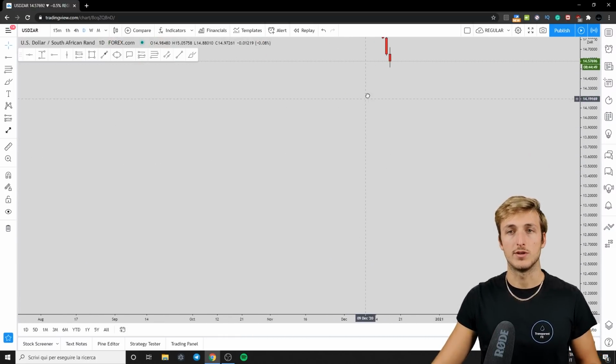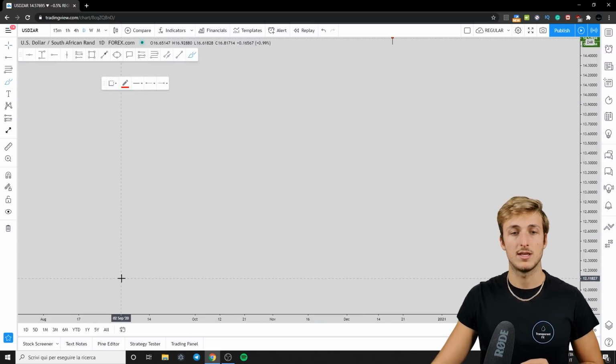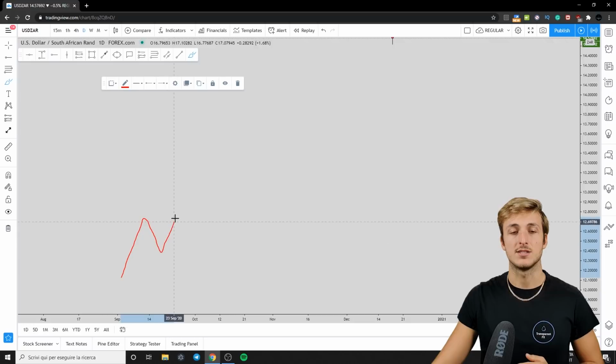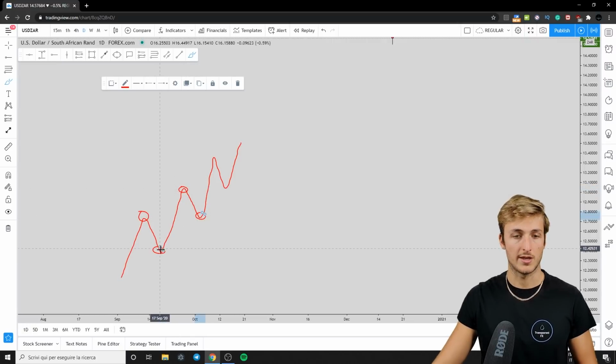Now, you all know the definition of an uptrend and a downtrend. When the market is creating an uptrend, you will have a series of higher highs and higher lows, meaning that the market creates a high, which is this one here, then creates a low, then creates a higher high, then creates a higher low, so higher than the previous one. Then the market creates a higher high again, and again a higher low, higher than the previous low.